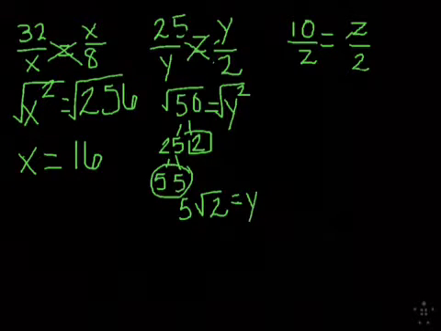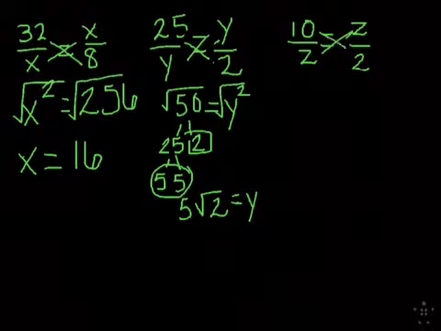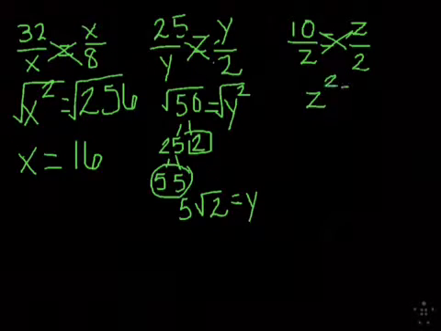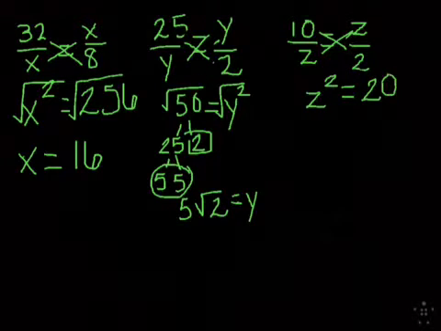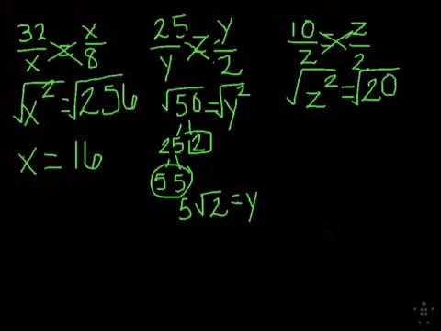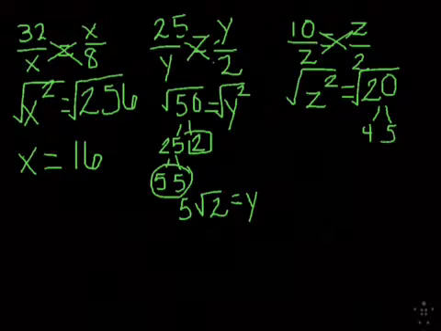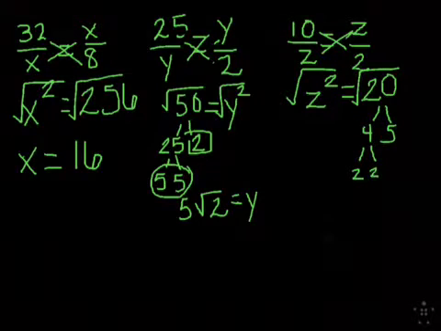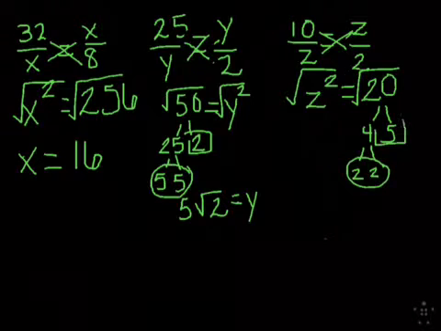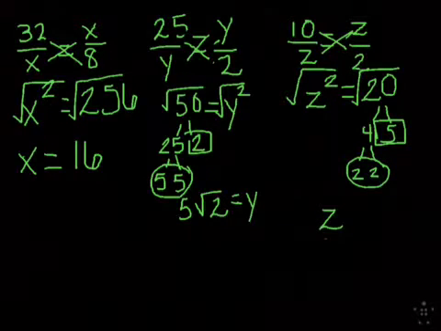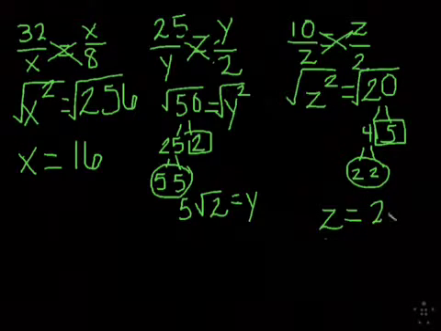so you have 5 square root 2 for the value of y. Lastly, z times z is z squared. 10 times 2 is 20. Square root both sides. 20 isn't a perfect square, so using prime factorization, 4 times 5 is 20, and 4 is 2 times 2. I have a pair of 2s and one 5 left over. So z is equal to 2 square root 5.